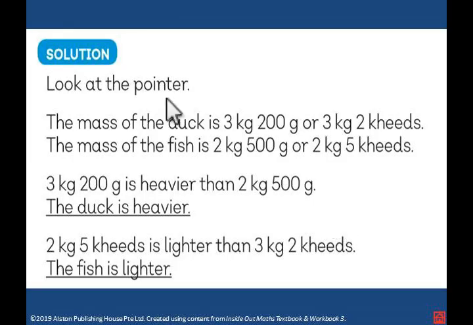Now, let's see. Okay, these are the solutions. Look at the pointer. The mass of the duck is 3 kilograms and 200 grams. The mass of the fish is 2 kilograms and 500 grams. So 3 kilograms, 200 grams is heavier than 2 kilograms, 500 grams. So the duck is heavier. 2 kilograms, 500 grams is lighter than 3 kilograms, 200 grams. So the fish is lighter. If your answer is the duck is heavier, you are correct. If your answer is the fish is lighter, you are correct.